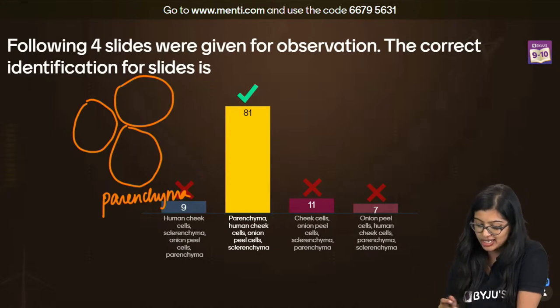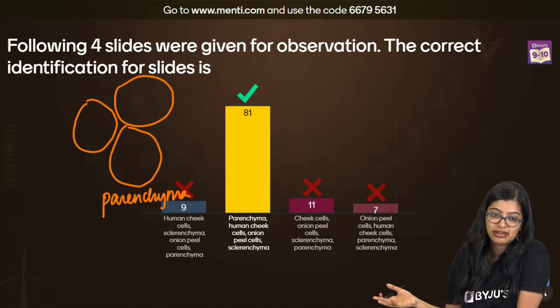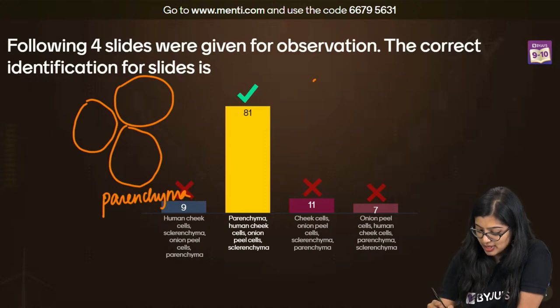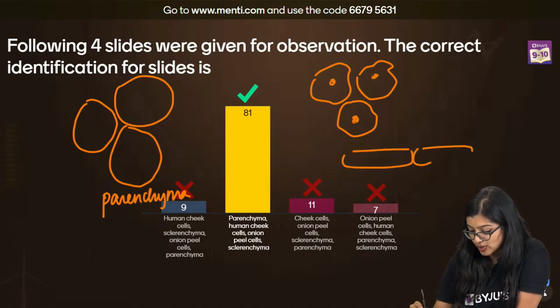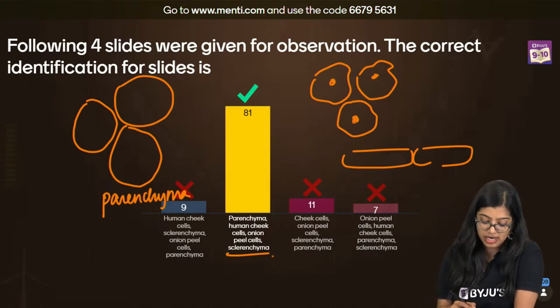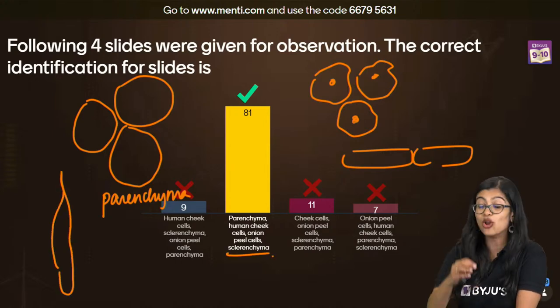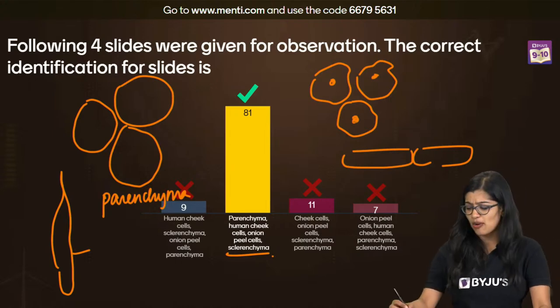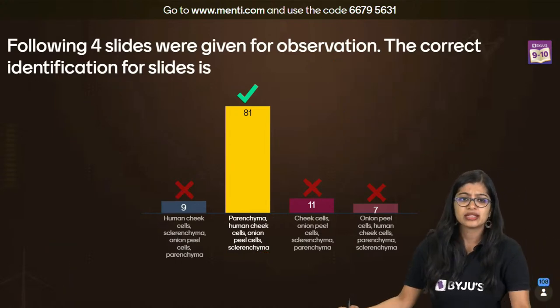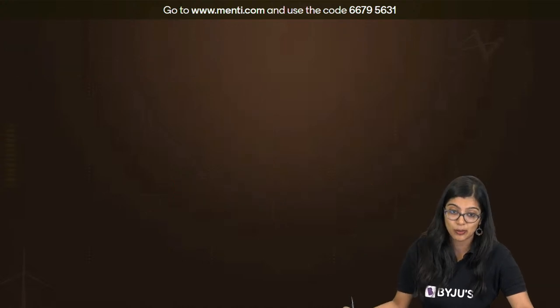Now, parenchyma is the only one that you had to get, right? At the same time, the second one had a lot of irregularly shaped flattened cells. Those are your cheek cells. Then you had the rectangular cells, which were the onion cells. And the last one, of course, had these elongated cells, which is sclerenchyma, right? So now I hope all of you are clear with this. Thin-walled and intercellular spaces were more.